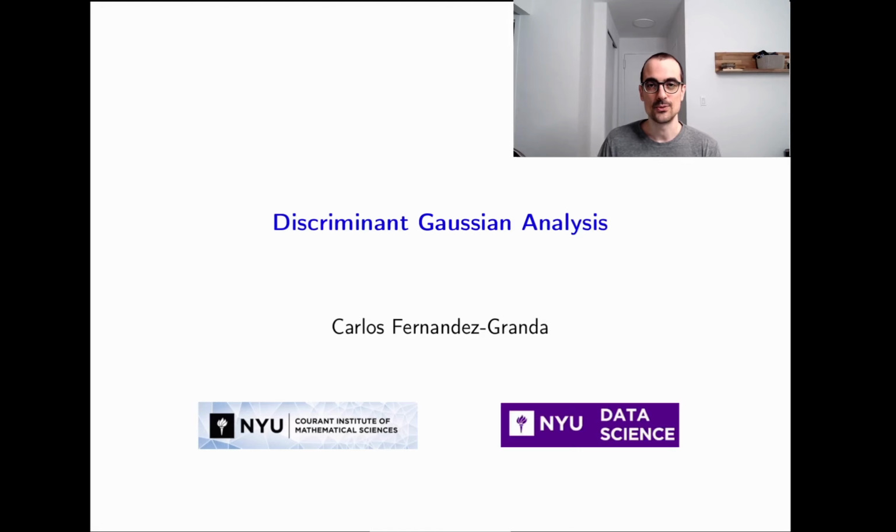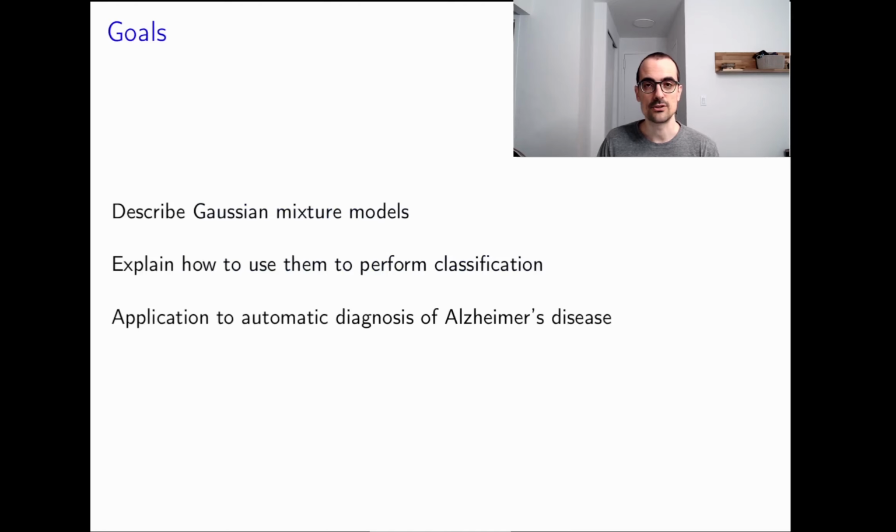Hello everyone. Today we're going to talk about Gaussian discriminant analysis. The goal is to describe Gaussian mixture models, explain how to use them for classification, and show you a real-world data example focused on the automatic diagnosis of Alzheimer's disease.